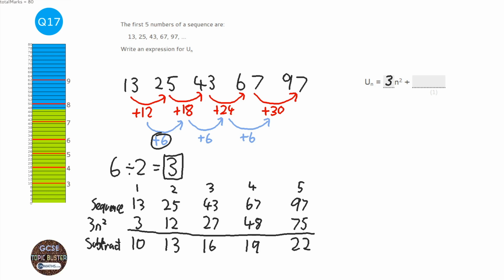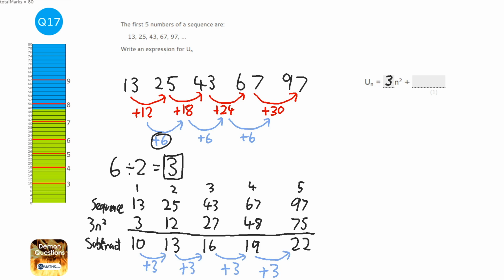We've got 10, 13, 16, 19, 22. Now we find the difference in that. So that's a plus 3, plus 3, plus 3, plus 3. Now that's a linear sequence.